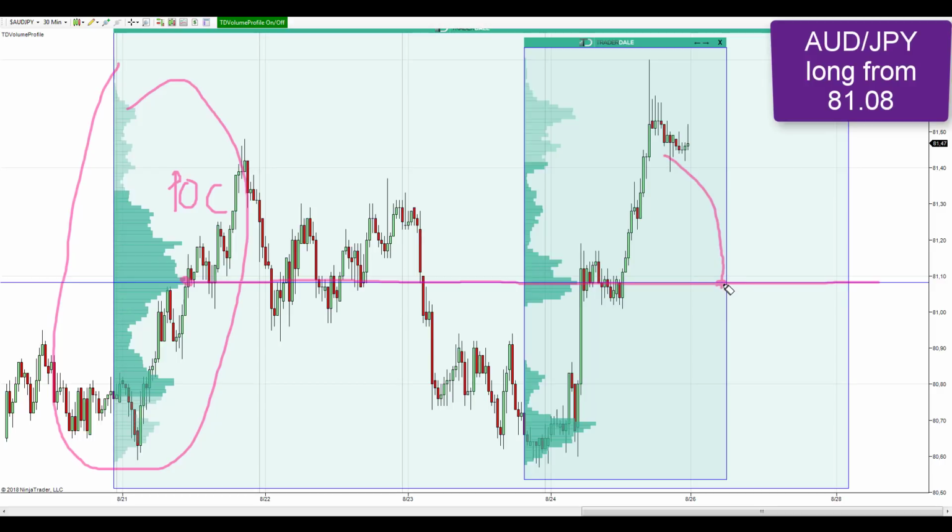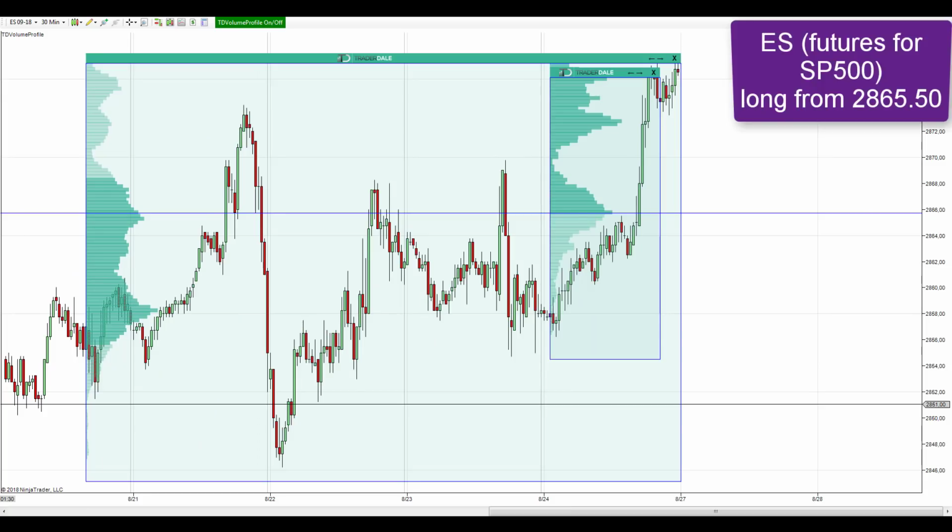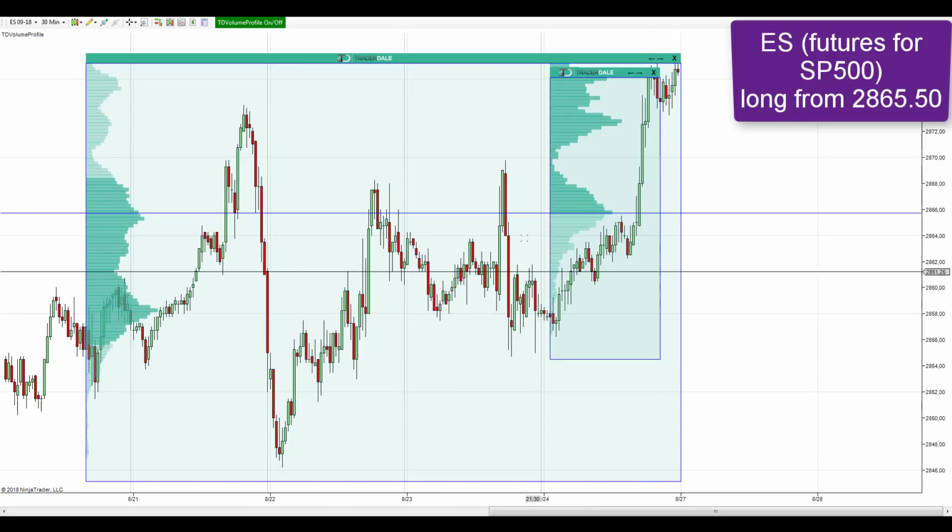When the price makes it back, I'll enter my long position, and I think that the buyers who are pushing the price upwards will defend their positions and push the price upwards again. Let's now have a look at the ES, which is a futures for Standard & Poor's 500, the American stock index, and there is a strong level to go long from. Again, it is an intraday level.